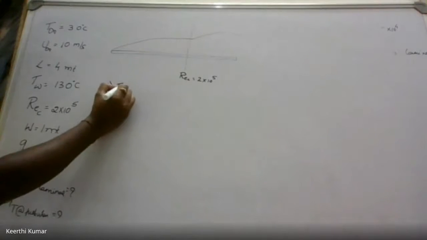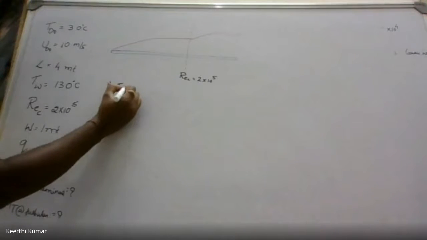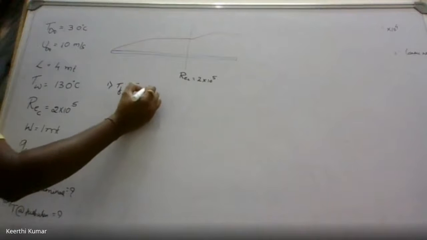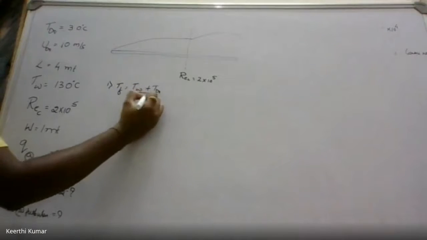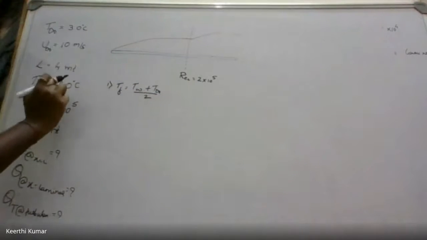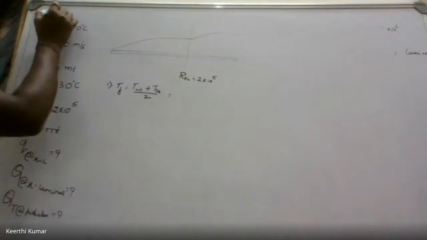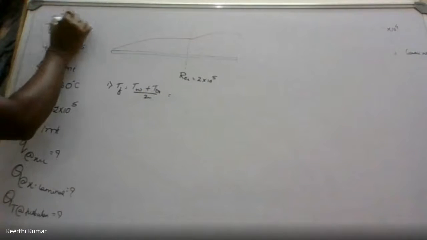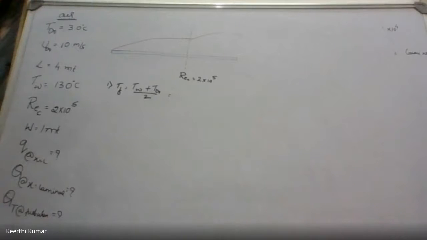First is finding the film temperature. T_F is equal to (T wall plus T infinity) divided by 2. T wall is known, T infinity is known, and the fluid is air. Remember this, this is very, very important. As of now, we are solving all the problems with respect to air.